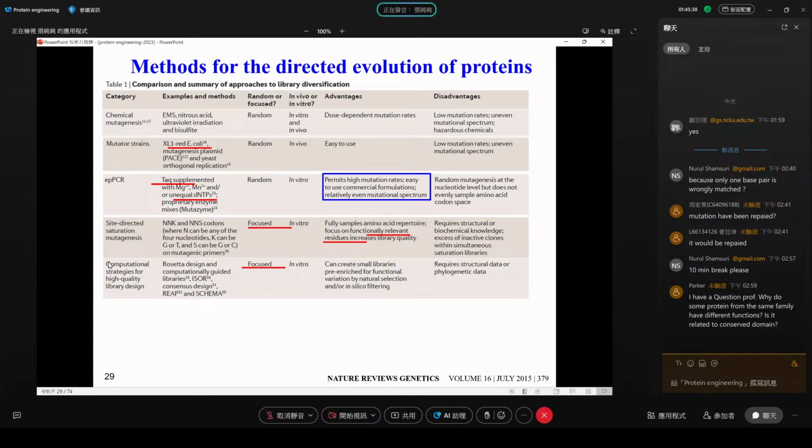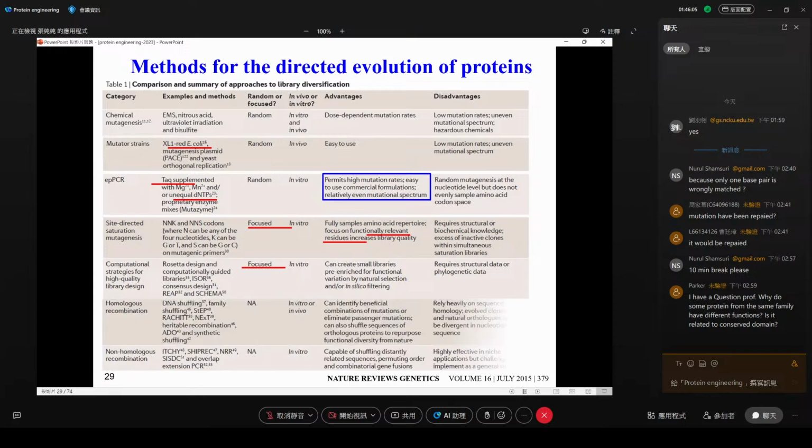Okay, computational strategy. Basically, you rely on our knowledge of the protein conformation. How do they fold? How do they make the enzyme protein contact? And you make the new domain in a computer program. And later on, you still have to do all the experiments in the test tube, in the animal, to confirm that's a good version of the protein.